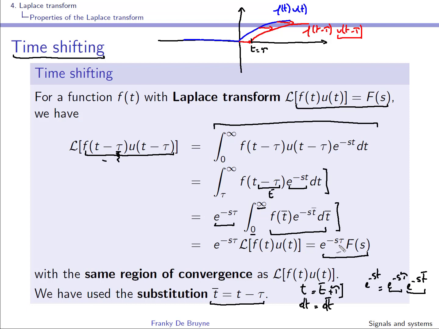So you kind of have a duality here. If you multiply in the frequency domain by an exponential, you do time shifting on the original signal, and if you multiply a time domain signal by an exponential, you do frequency shifting in the s domain. So you see here that to obtain this expression we only used the Laplace transform of the original signal. So obviously the Laplace transform of the time-shifted signal will have the same region of convergence.